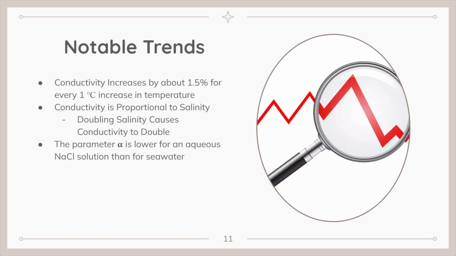Now we did notice that our temperature parameter alpha was slightly lower for our aqueous solution than for just straight seawater, which is what our data came from. This we're going to chalk up to differences between our much more pure saline solution versus the much more complex seawater. We also saw that our K parameter, which related conductivity to salinity, was likely temperature dependent, as at different temperatures, the slope of our salinity lines differed.